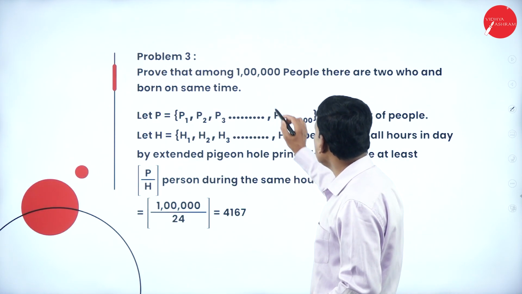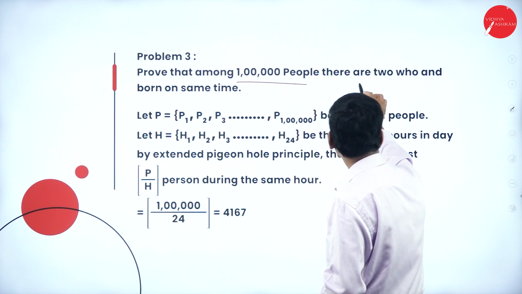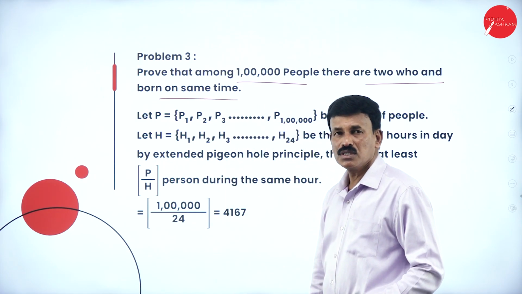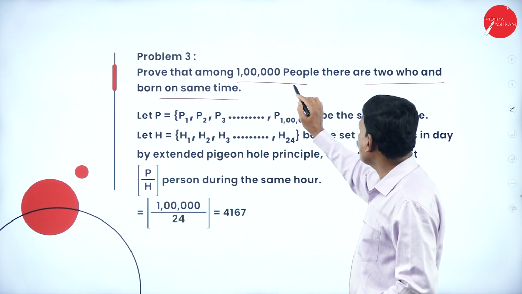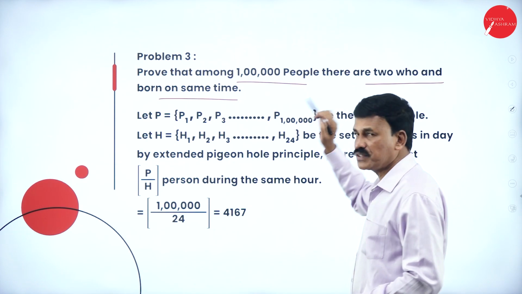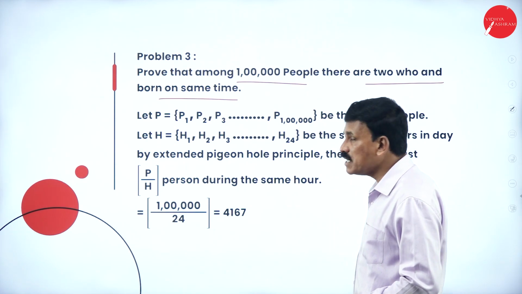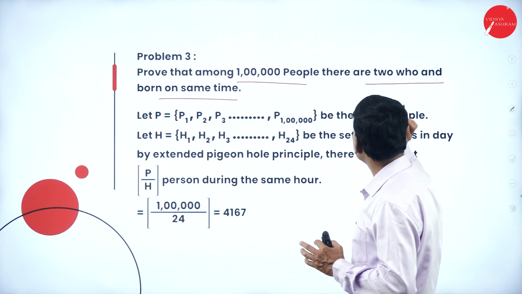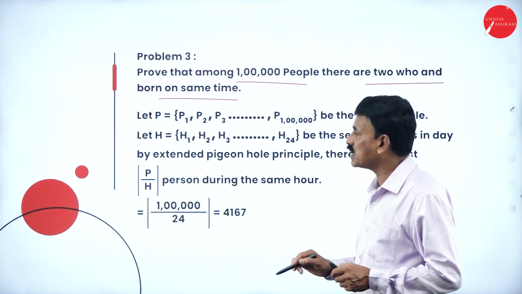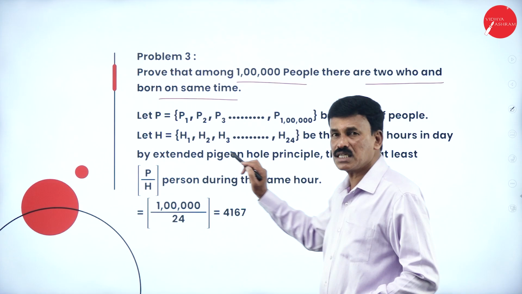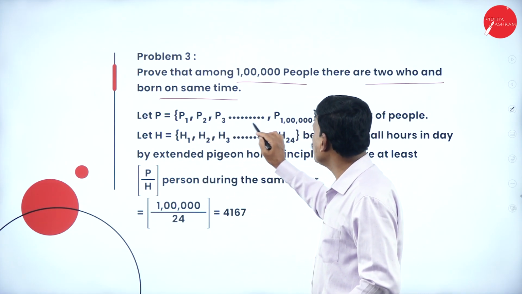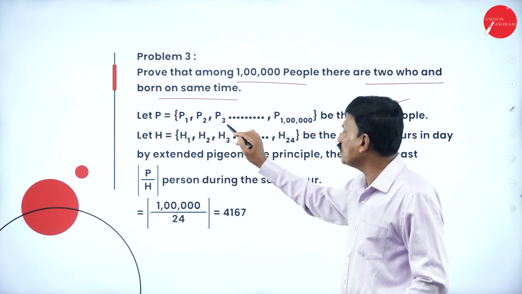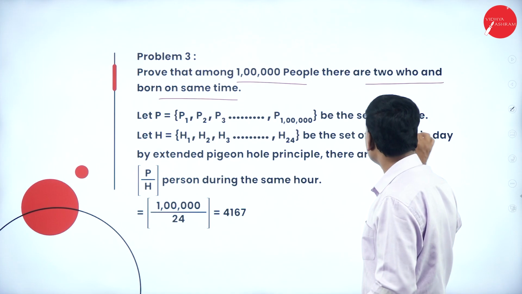Prove that among 1 lakh people, there are 2 who are born at the same time. So among 1 lakh people, 2 of them are born at the same time. Among how many people? 1 lakh people. What is required is to find that 2 of them are born at the same time. Now let us represent P as P1, P2, P3, etc., P 1 lakh, a set of people. So 1 lakh people are there.